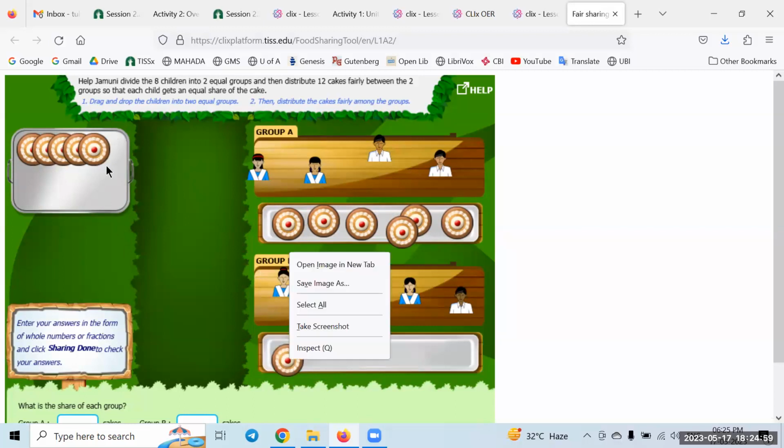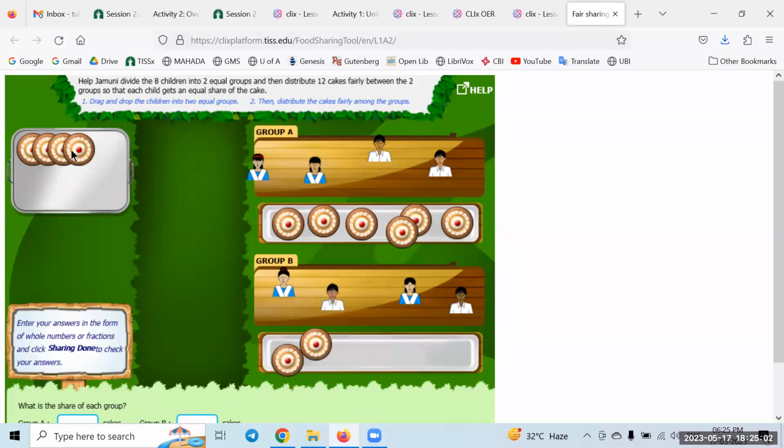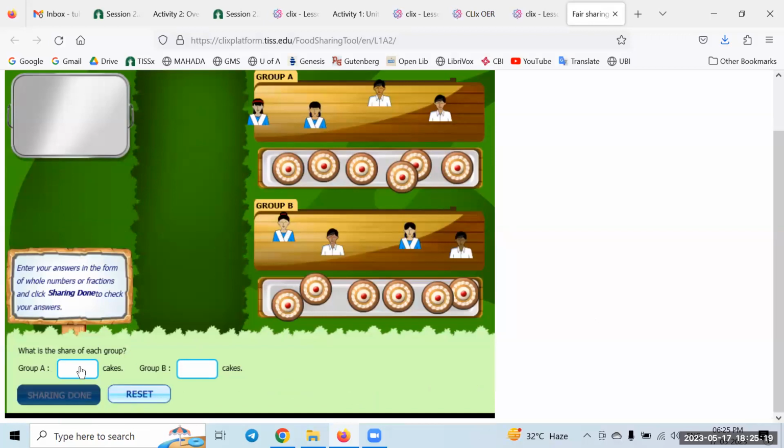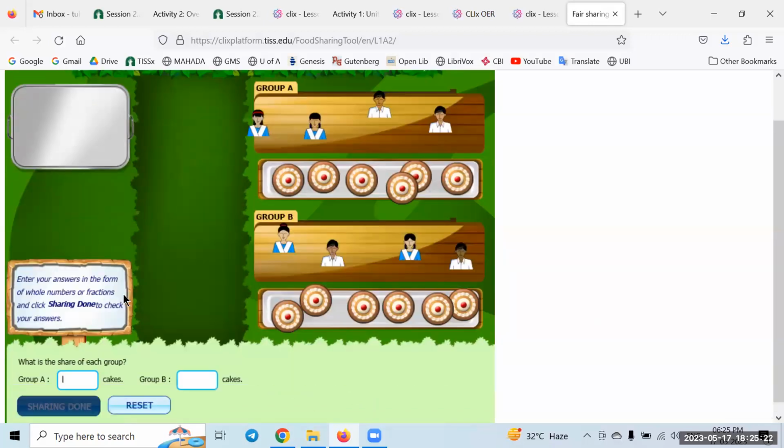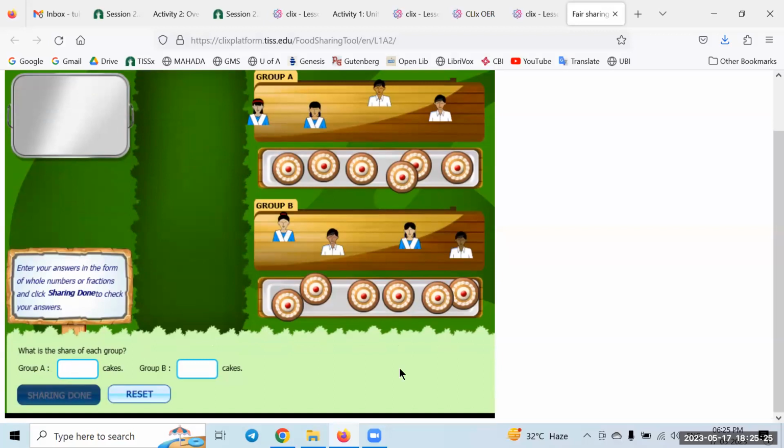So everybody knows that here we have 8 children. So 4 persons would be in one group, and we will have 6 cakes. So the share of each child would be how much? Someone should tell me. This is the share of each group. The share of each child would be 1.5, and the share of each group would be how many cakes? 6 cakes. So this is something quite trivial.